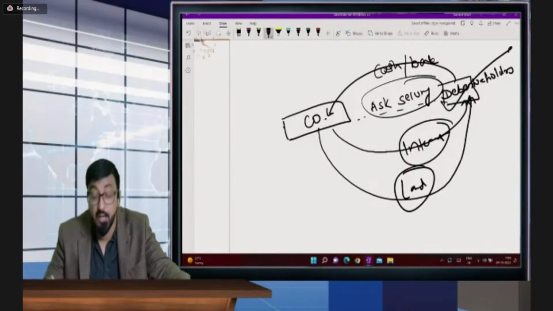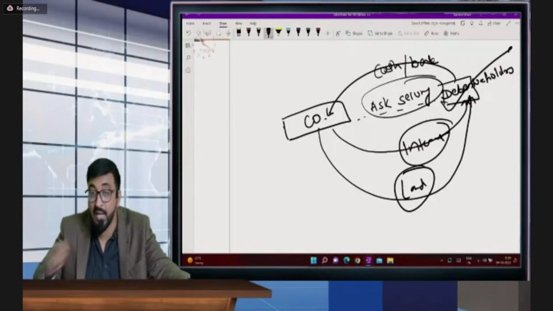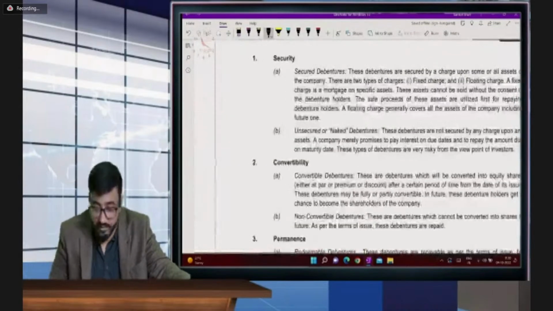Suppose if your amount is not paid, debenture holders' amount is not paid, land will be sold in the market, and that amount which is collected from selling of land will be paid to debenture holders. When debenture holders are unpaid, in that case land will be sold in the market, and that amount will be given to debenture holders. So it's very easy. So you understood what is secured versus unsecured.